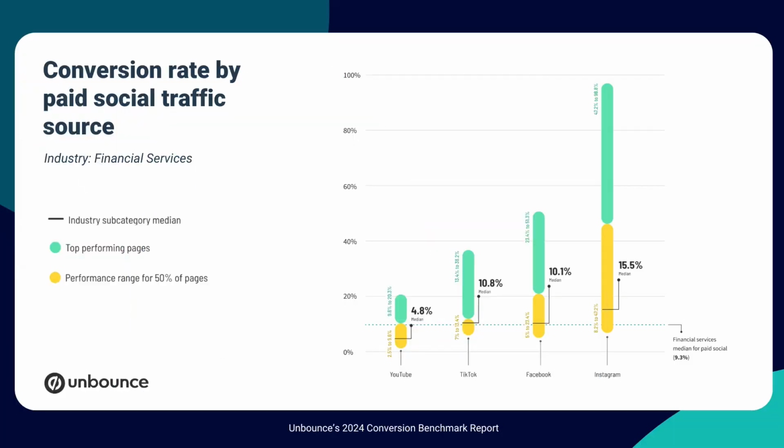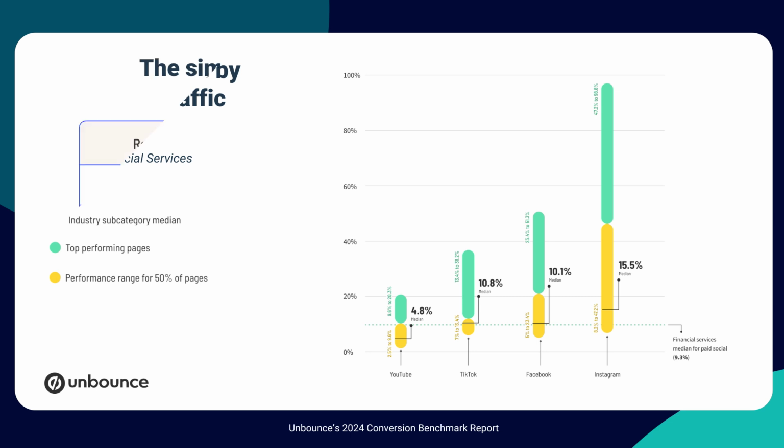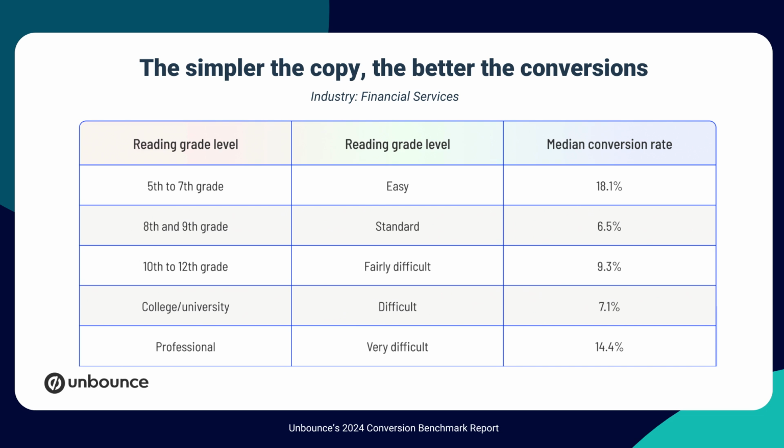So for financial services, all the data that we saw is adding up to tell us that simple visual campaigns convert better. And we also found that landing pages that were written at a really simple reading level, so a 5th grade to 7th grade reading level, so easier than reading Harry Potter, convert at 18.1% for financial services, which is higher than we ever saw for any other industry at that rating level. In financial services, simplicity is king.